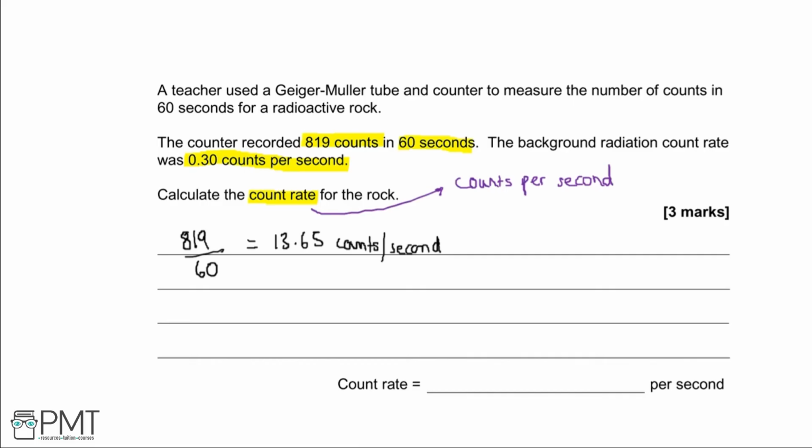And they've also given us the background radiation count rate. So we use this piece of data and we minus this from 13.65. And we do this because the overall count rate that we've recorded is 819 counts per 60 seconds. This includes both the count rate from the radioactive rock and the background radiation. Therefore, what we need to do is minus 0.3. So 13.65 minus 0.3 gives us 13.35 counts per second, like so.